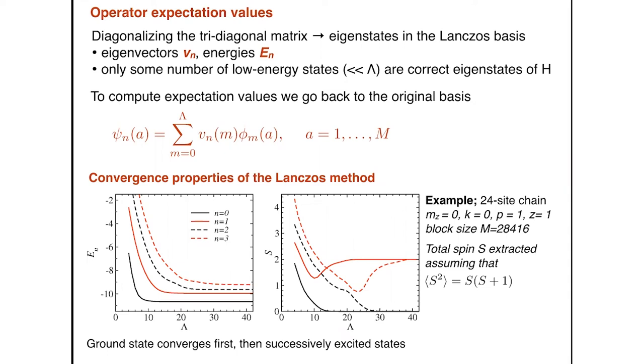Here I show the spin quantum number, for which I compute the expectation value of S squared, which should be S times S plus one if it's an eigenstate of S. You see that for these four states, initially the S you get is not an integer, which means they are not total spin eigenstates. But eventually they converge, sometimes in a non-monotonic fashion, to integer values, in this case either zero or two. This is related to what I told you before: if the spin reflection quantum number is one, then the total spin must be even.